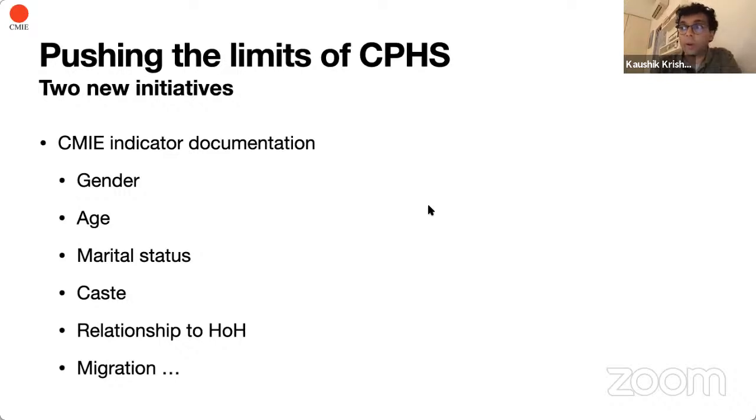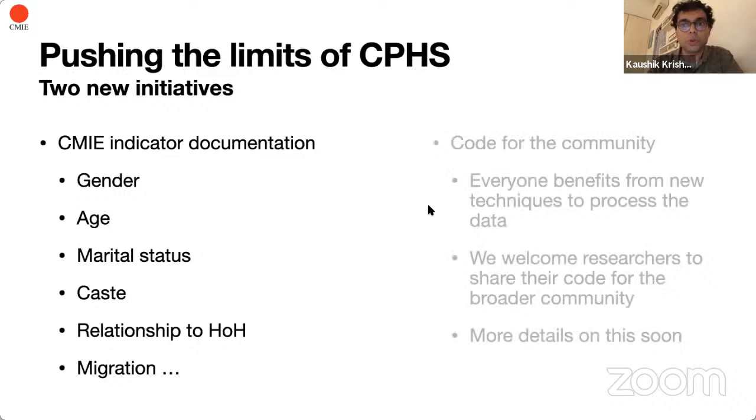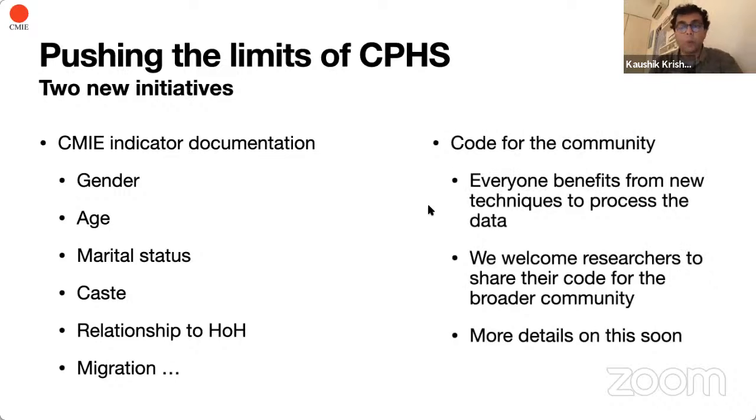Along with that, we're also very happy to say that we're going to start curating and introducing code for the entire community. Now, I want to say something here. This is code that's privately developed by individual researchers who are gracious enough to make it available for the entire community to use. Everyone benefits from these kinds of new techniques and ways of processing the data. So we welcome all researchers who work on CPHS to share their code, if they would like to, with the broader community. The assumptions that you make and the way in which you process the data matters.